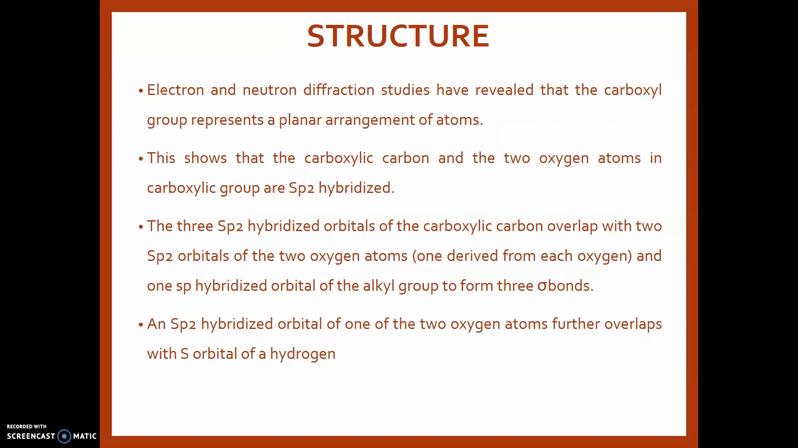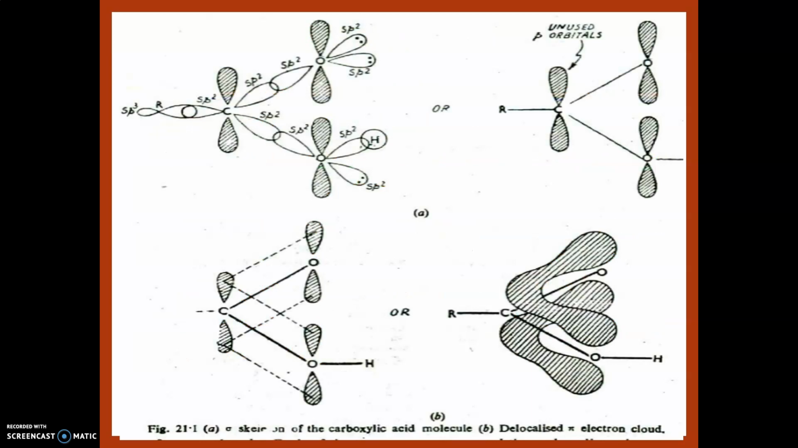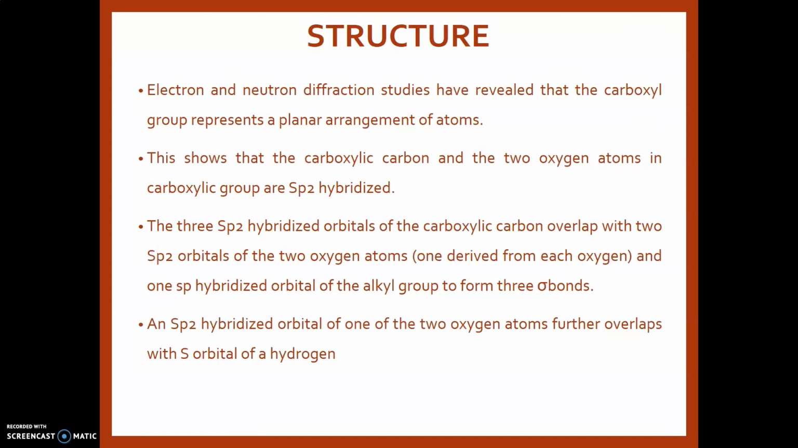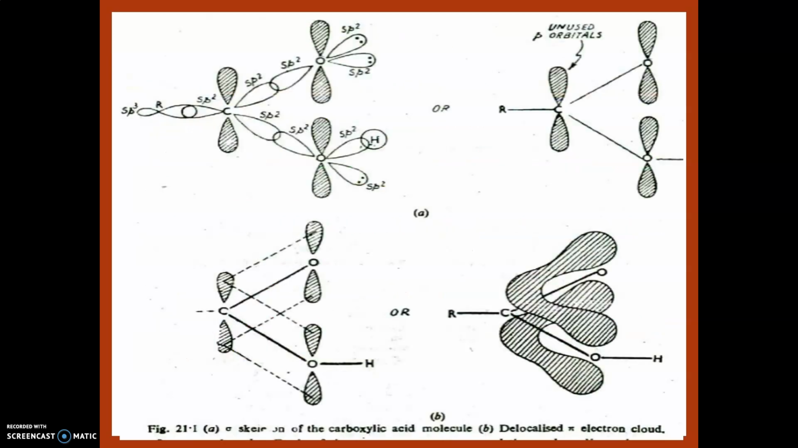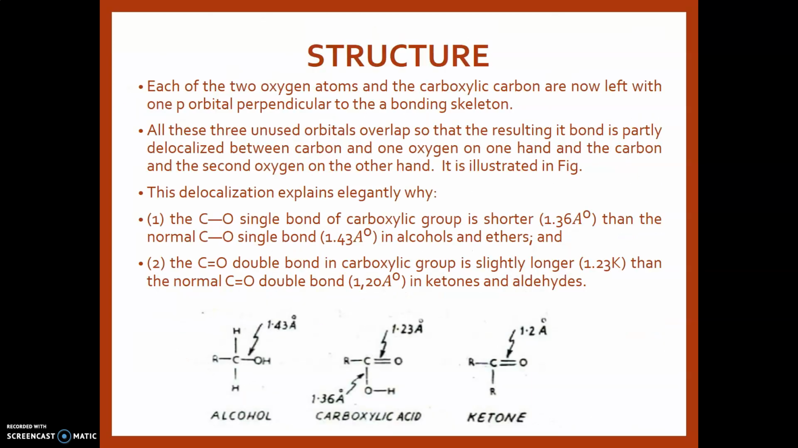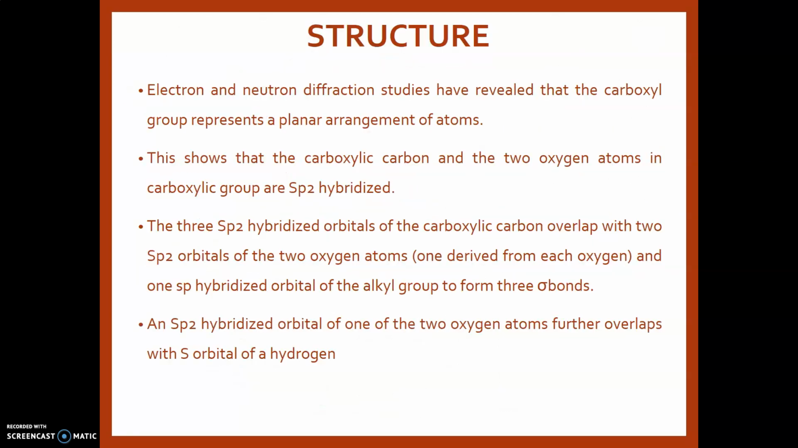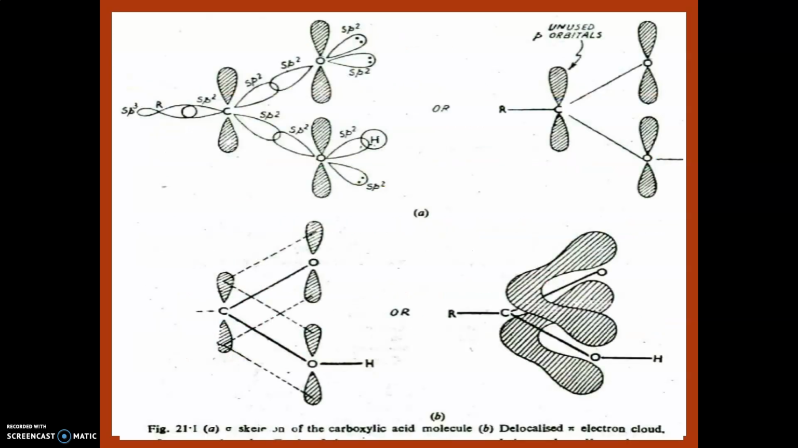Then, if you consider the structure of this particular carboxylic acid compound, electron and neutron diffraction studies have revealed that the carboxylic group represents a planar arrangement of atoms. This shows that the carboxylic carbon and the two oxygen atoms in carboxylic acid are sp2 hybridized. So these are the sp2 hybridized atoms.